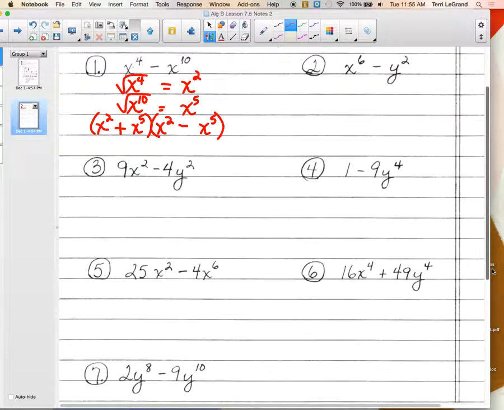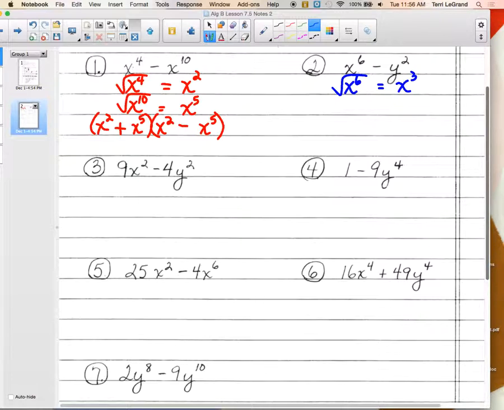Okay, this is the kind of work you need to show. So, number 2. First thing you always ask yourself is what? Is there subtraction? Don't get caught doing a whole bunch of work when it's addition. So it's subtraction. So I can move on and take the square root of x to the 6th if I can. What is it? x to the 3rd, because 3 plus 3 is 6.